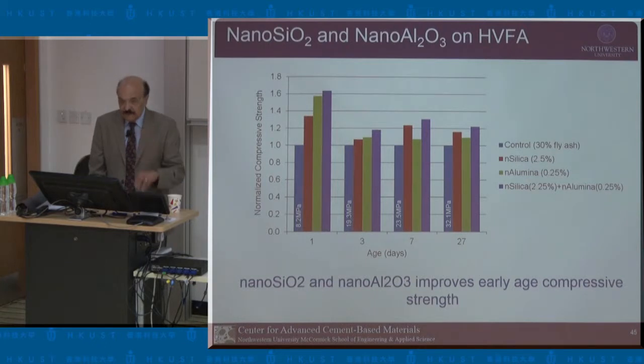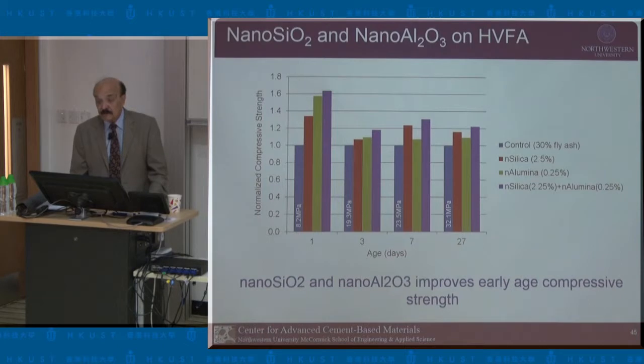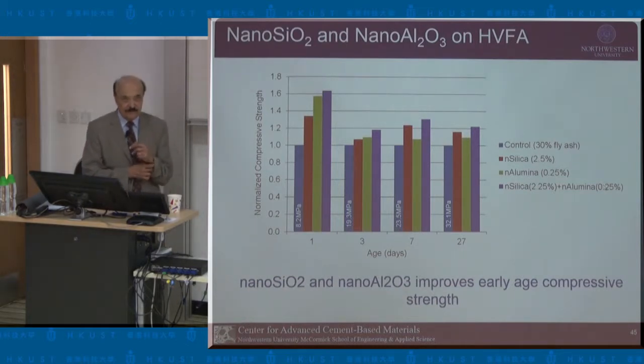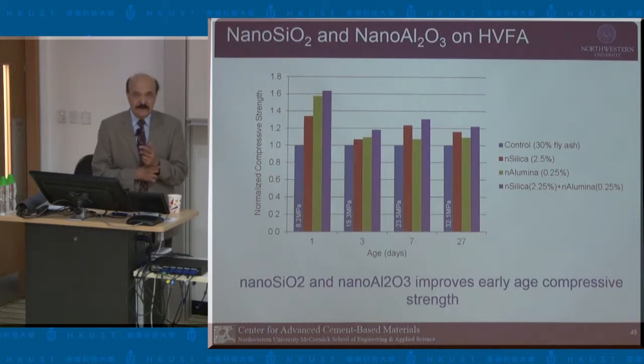As I said, I didn't talk about other nanoparticles, but I thought it would be interesting to mention some work we are doing on boehmite, which is a nano alumina. Just look at this. This is a one-day strength without any addition. And if you look at this one, it's almost double, when you have 2% of nanosilica and 0.25% of nanoalumina. Now clearly, you have to understand why, and now we are doing it.